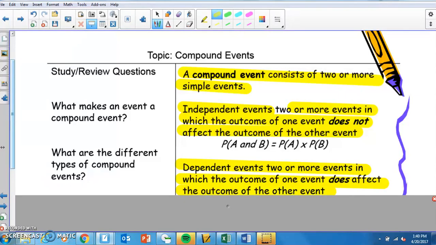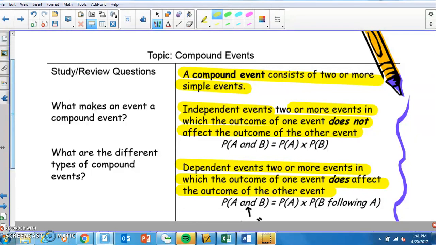All right, let's say you're riding down the road and unfortunately there's a wreck down the road that you're going down. That wreck may impact or influence your drive because you may have to take a detour. You may have to go a different way. So that affected it. A dependent event is when there are two or more events in which the outcome of one event, such as that wreck, does affect the outcome of the other event, meaning that wreck affected your driving, affected which direction you're going.